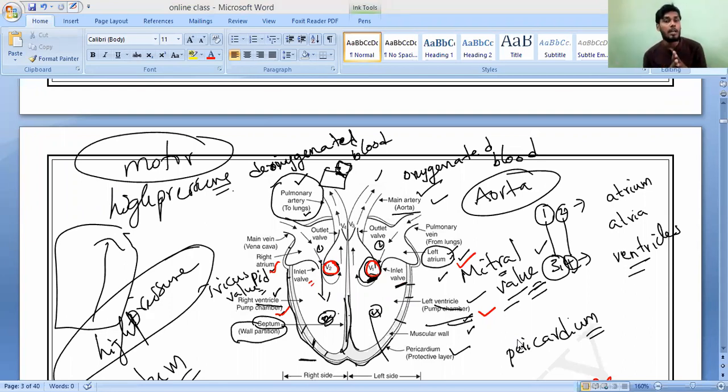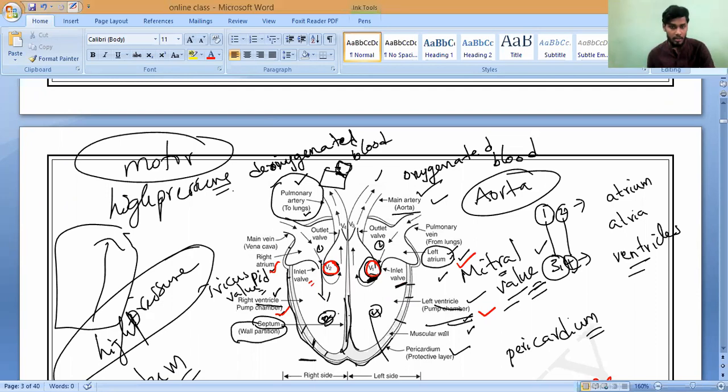Pulmonary artery and aorta. Understand? So this aorta has been connected to the left ventricle of the heart through which wall? V3 or V4?